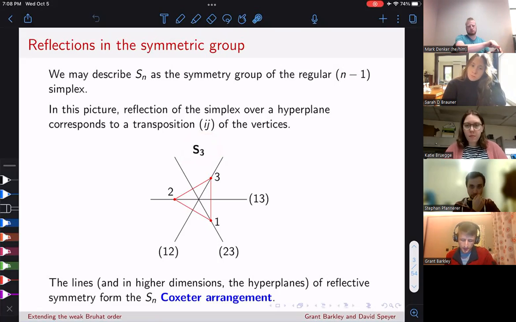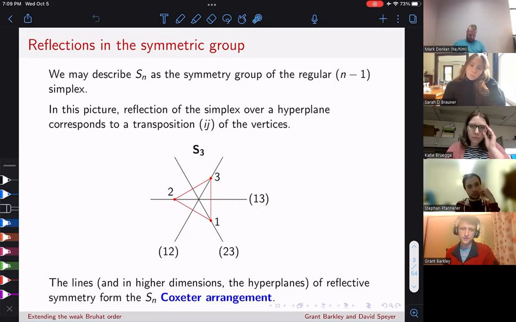The structure that I want to highlight is that certain of these symmetries actually are reflections, reflective symmetries. For instance, the transposition 1, 3, which swaps the vertex labeled 1 with the vertex labeled 3, is the reflection over this line. And similarly with 2, 3, and 1, 2. So reflections correspond to distinguished elements of the symmetric group. This is a general phenomenon for Coxeter groups, and we'll see some of the structure relevant later on.